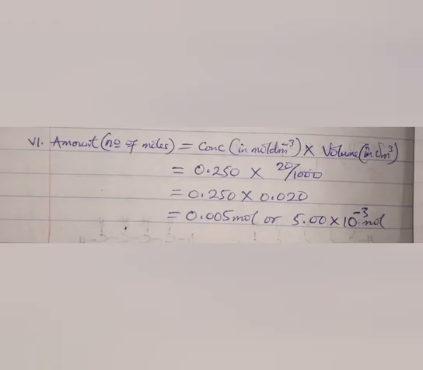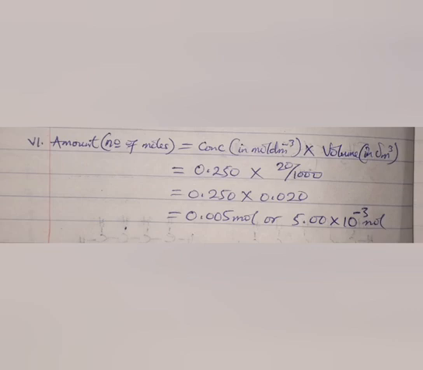The last question asks us to calculate the amount of A in the titration, or in the average titer. Alright, amount also means number of moles. Remember the formula for amount, number of moles: concentration times volume. Your volume must be in dm cube, which means you have to divide by 1000.